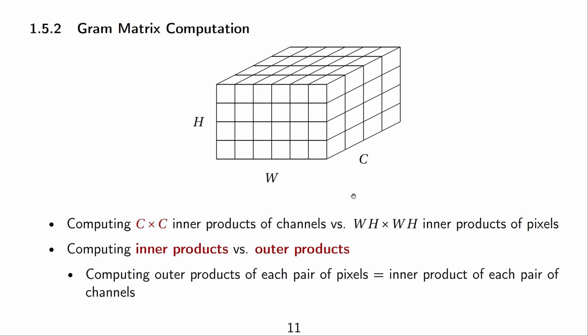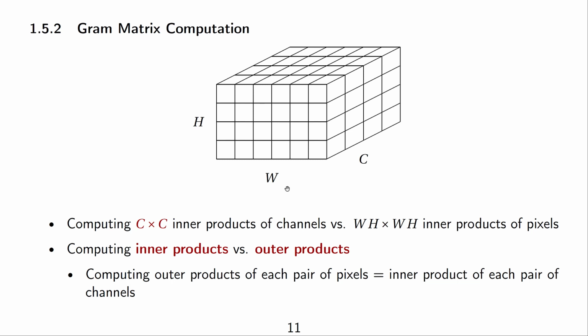So now we see one of these tensors, and let's say we would like to compute a gram matrix from this tensor. Now we have a few choices. One, are we going to compute a gram matrix by computing inner products of channels? So we could say that we have C channels, and we could compute C times C inner products of channels. For example, we take the first channel, which would be this width times height image. And then we could compute the inner product of this width times height image with the last channel image, so let's say this one here. So this would give us one inner product.